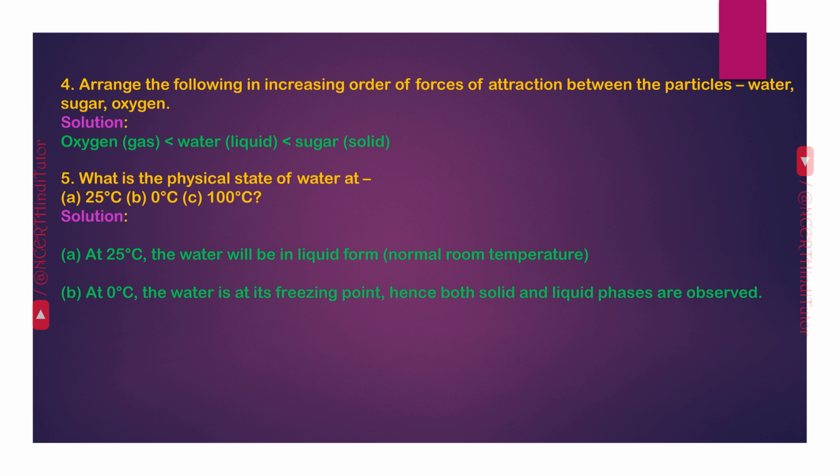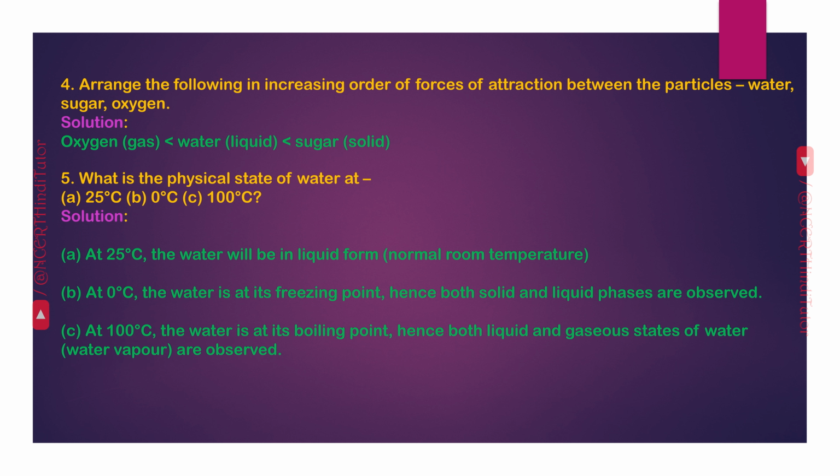B. 0 degrees Celsius. At 0 degrees Celsius, the water is at freezing point, hence both solid and liquid phases are observed. C. 100 degrees Celsius. The water is at its boiling point, hence both liquid and gaseous states of water, that is water vapor, are observed.